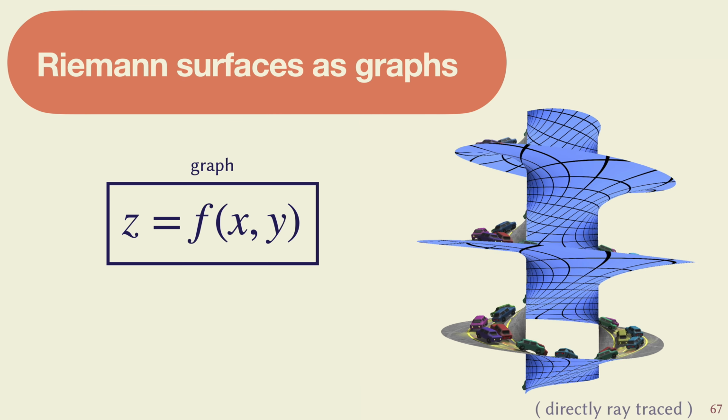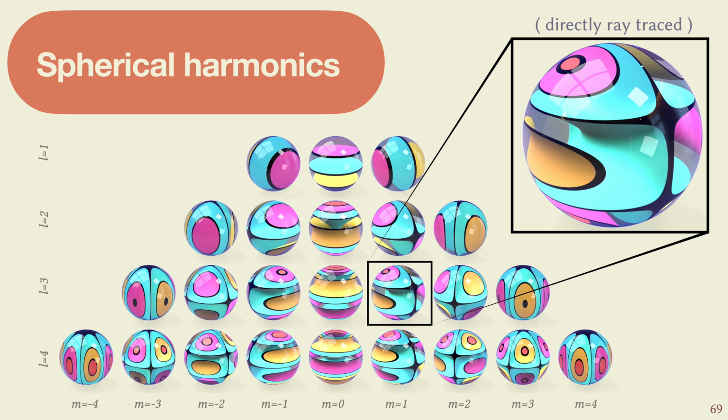As another example, we can visualize spherical harmonics. Spherical harmonics show up as the Laplacian eigenfunctions of the sphere, the spherical analog of sines and cosines.